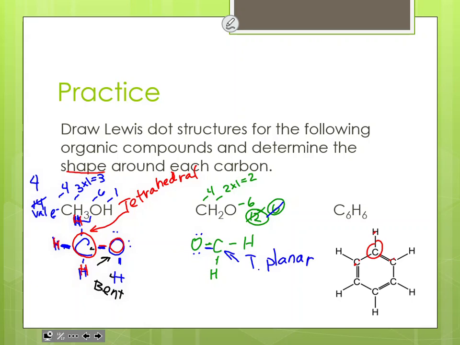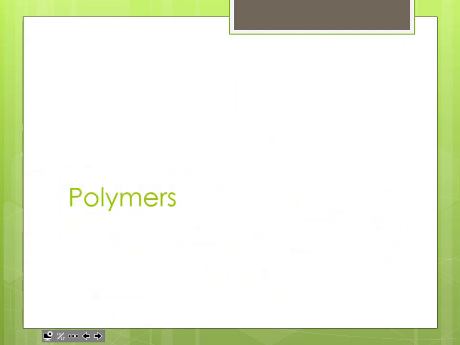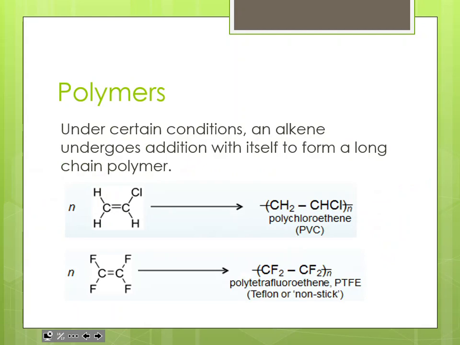3 things attached, no lone pairs. This one's also trigonal planar, right? Every single carbon in the ring has 3 things attached with no lone pair, so it's going to be a trigonal planar shape. We need to be able to identify the shapes of the carbon atoms. We're almost done, so let's keep going here. So the trigonal planar, yes.